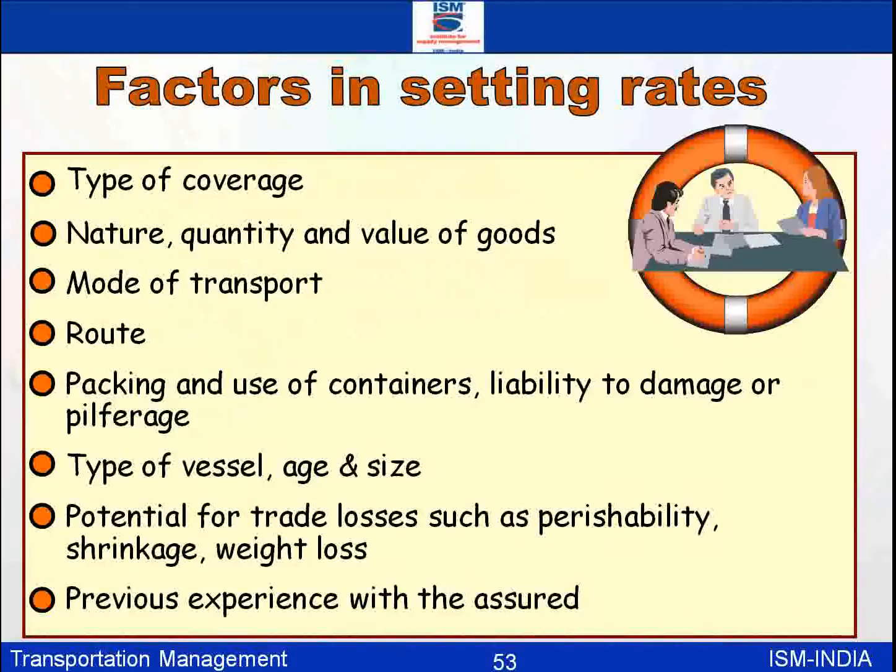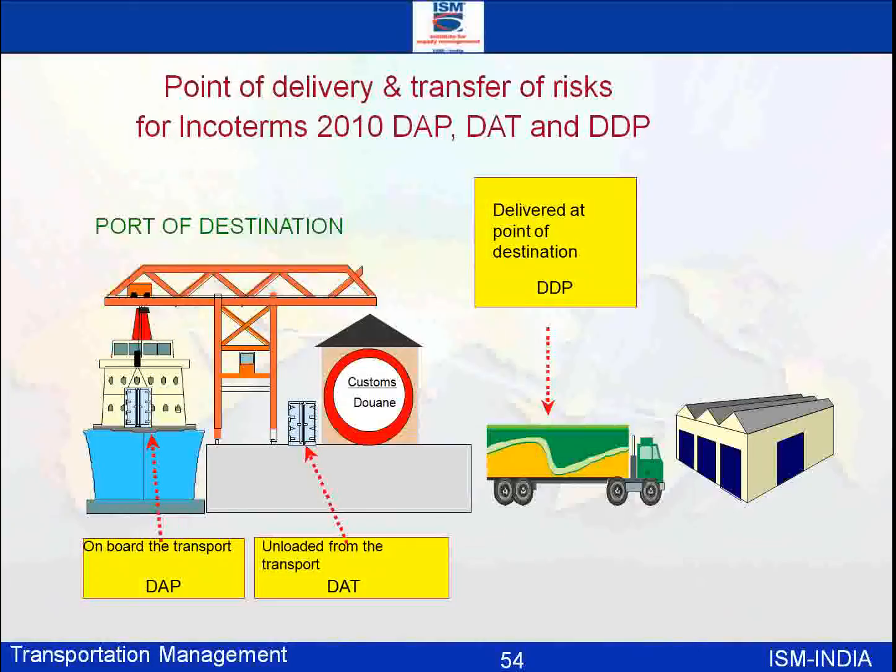Factors in setting the rates. I think we have touched already on this, so I don't need to repeat. Now the Incoterms, the DDP, the way you can see around delivered at port of destination, DAP and DAT. Why am I getting to the D terms?